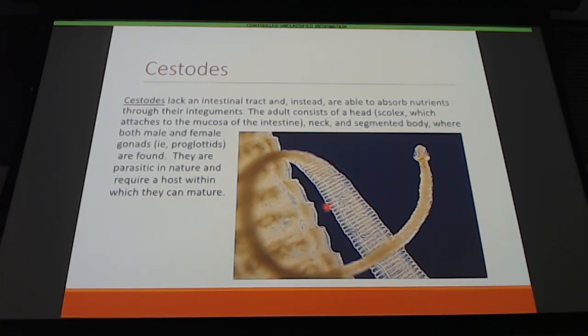If you can see all these little rectangular areas there, those are what we call proglottids. Inside of those, there are eggs. As they break off, the eggs scatter out, or they go out in your poop. And then when you do your O&P, you'll see them in your O&P. All right? That's how these little guys work.